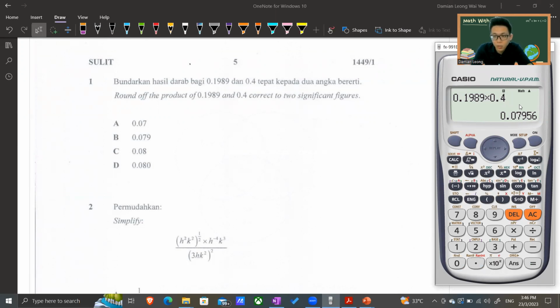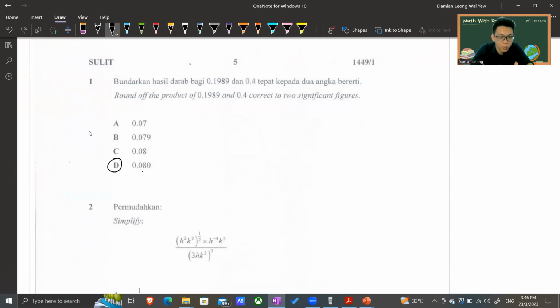So 1, 2. So I look at the next number, 5. 5 and above, I round up. So round up, 9 becomes 10. So carry over the 1. So it's 8, 0. I have to leave the 0 there to indicate two significant figures. You cannot put 0.08. Okay, you have to leave the 0 behind.